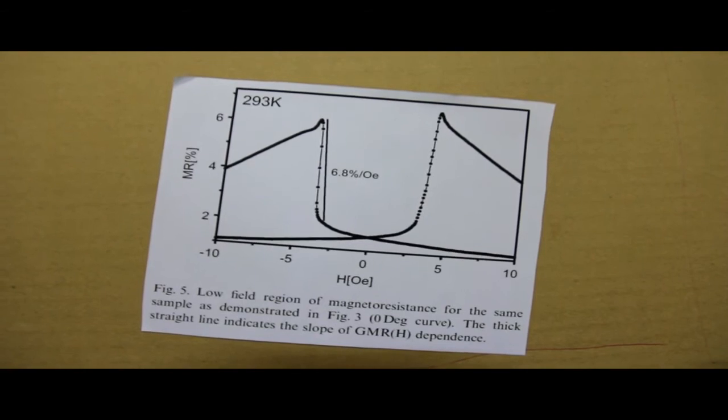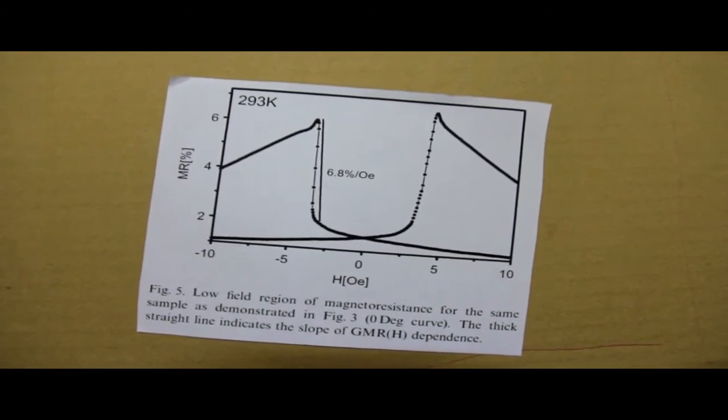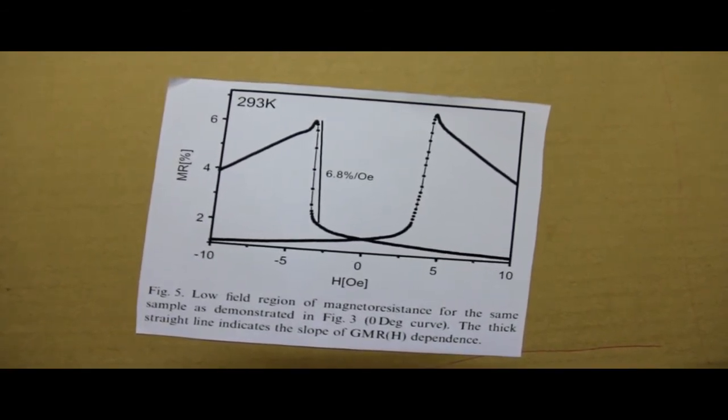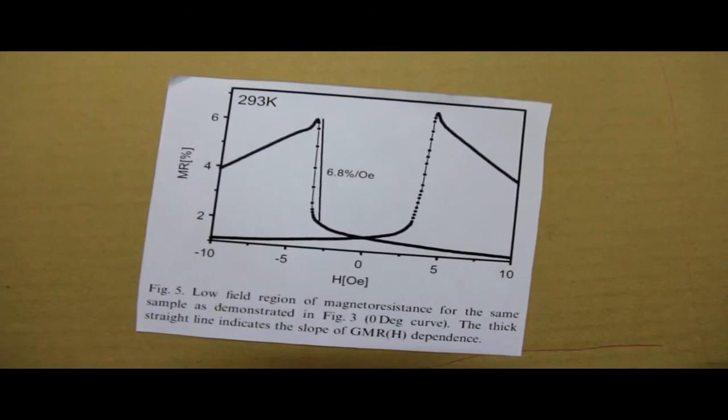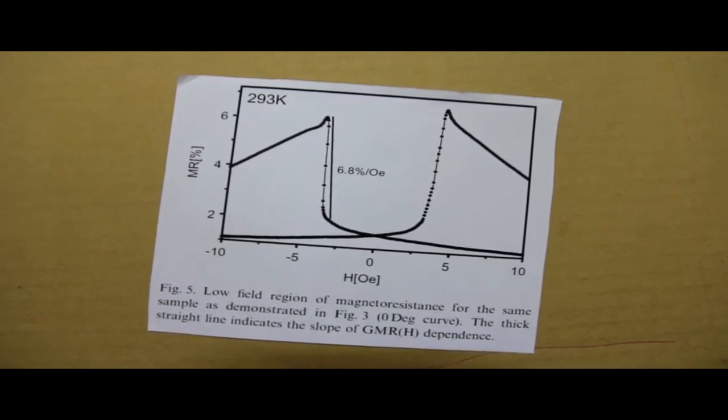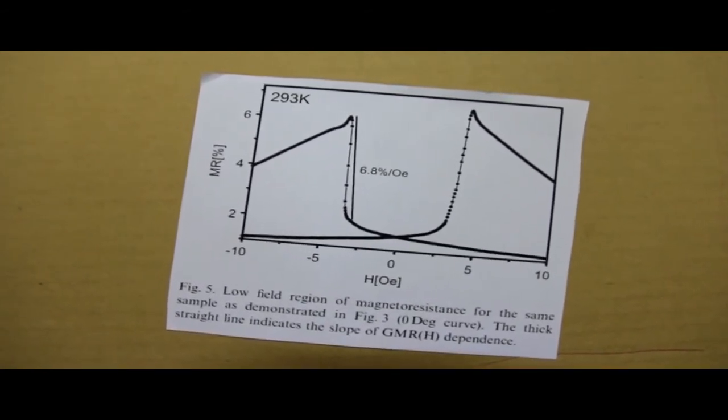In the figure, the low field region of magnetoresistance for the same sample is demonstrated. The thick straight line indicates the slope of the GMR versus H dependence. Besides, the highest sensitivities in GMR and TMR systems are obtained with spin valves or pseudo-spin valves.